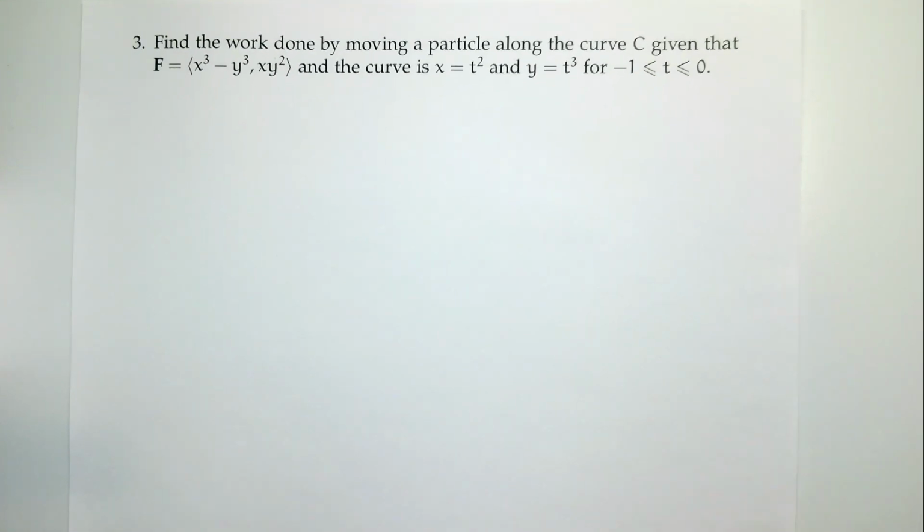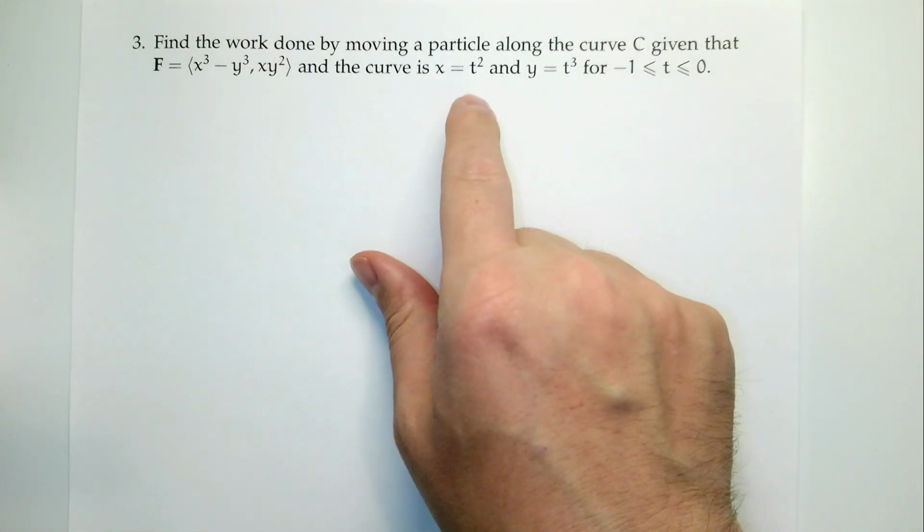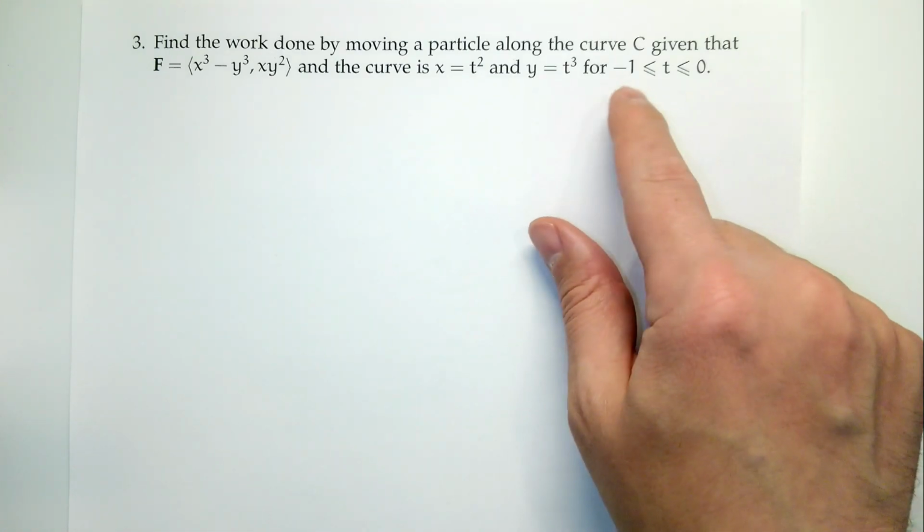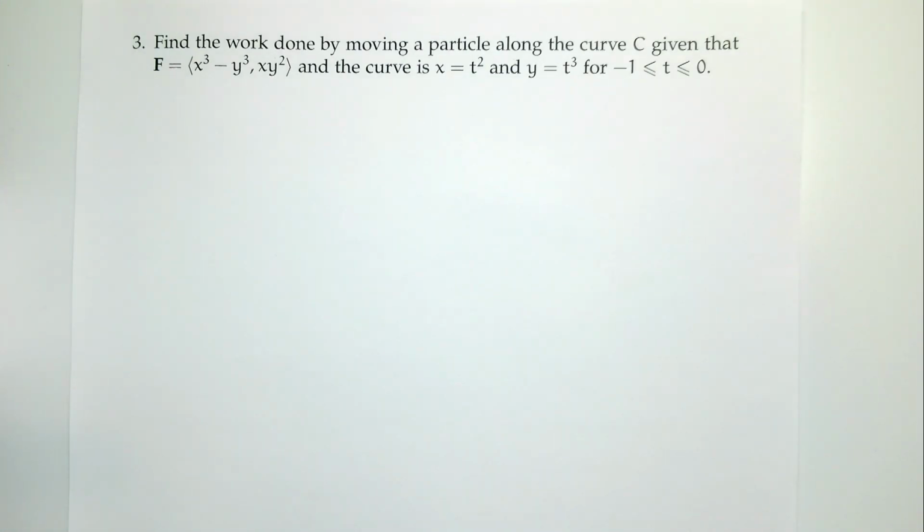So, number 3. Find the work done by moving a particle along the curve C, given by F equals x cubed minus y cubed, comma xy squared, and the curve is x equals t squared and y equals t cubed, where t goes from -1 to 0. All right, so what's going on here?